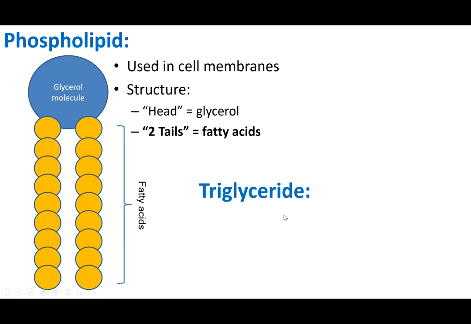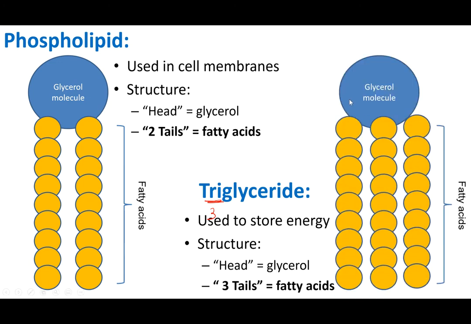A triglyceride, tri means 3, right, is used to store energy. So not structure, it's used to store energy, right? And its structure is that same glycerol head, but now we have 3 fatty acid tails. And again, those can be saturated or unsaturated fats. So they can be bent or straight, right? So phospholipid, 2 tails, used for cell membranes. Triglyceride, 3 tails, and it's used to store energy. Okay.